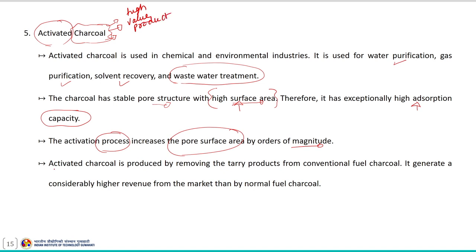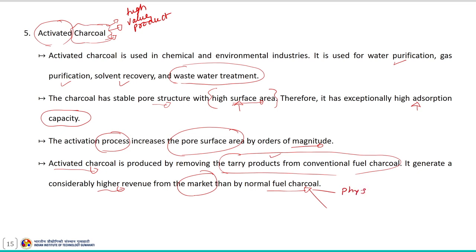product. The activated charcoal is produced by removing the tarry product from the conventional fuel charcoal, and we discussed this point before also. And because of this, it generates a considerably higher revenue from the market than the normal fuel charcoal. And as I mentioned earlier, this activation process can be carried out in two different ways, called physical activation and chemical activation. And the product produced by these processes of requisite standard can be used for wider applications in the chemical and the environmental industries.